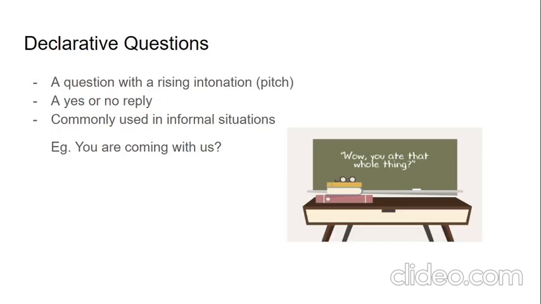Then we have the declarative questions, where you ask these questions with a rising tone. It might look like a statement, but you have to raise the pitch or the intonation in order to make that into a question. And it's very commonly used in informal situations. You coming with us?